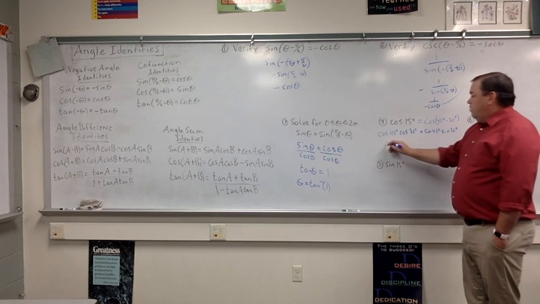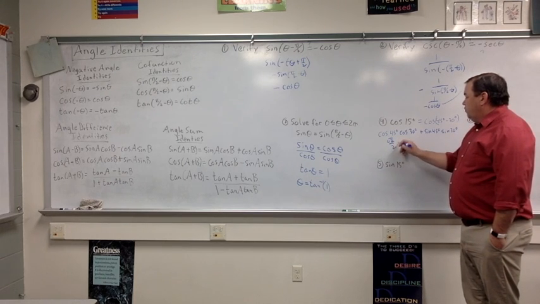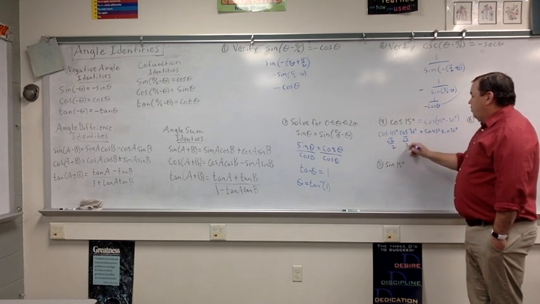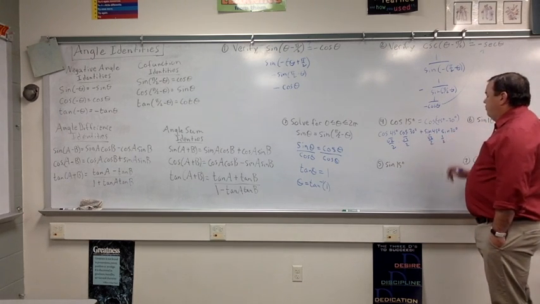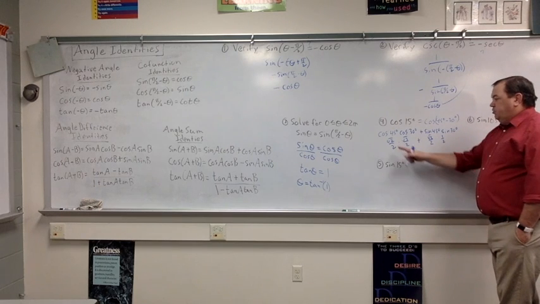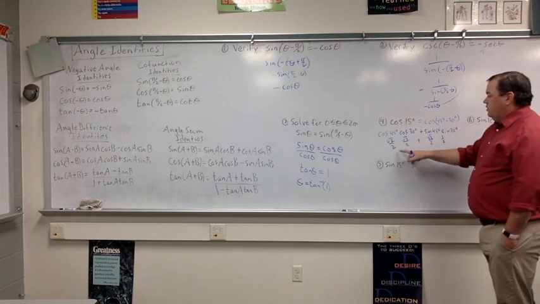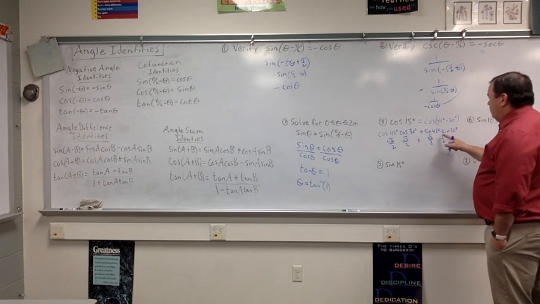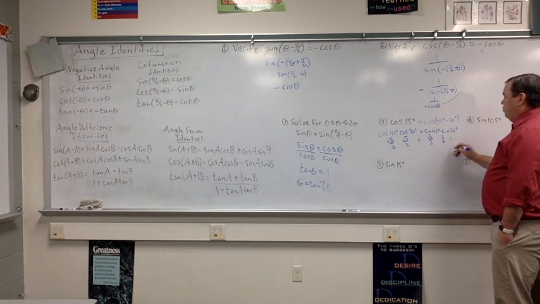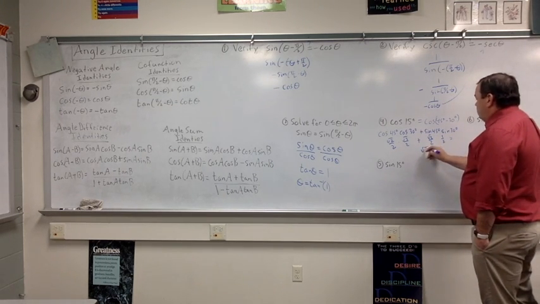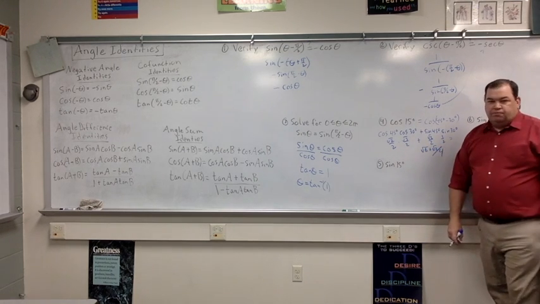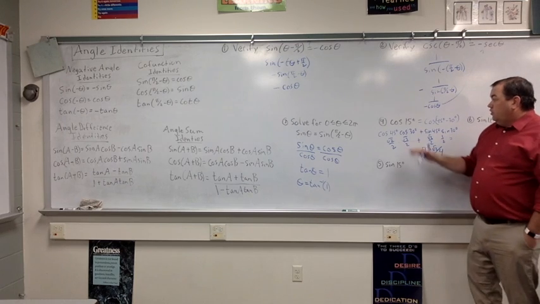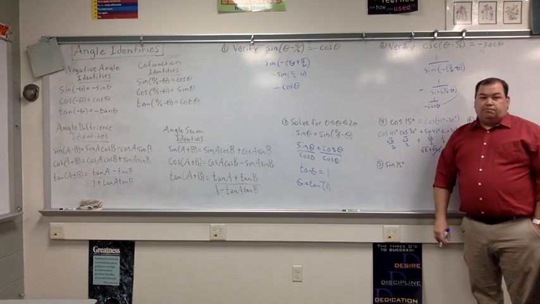I know these, they're on my unit circle: square root of 2 over 2, square root of 3 over 2, square root of 2 over 2, 1/2. If I do a little simplifying here, I get the square root of 6 over 4, I get square root of 2 over 4, so I can put those together and get the square root of 6 plus the square root of 2 all over 4. That's the exact answer for the cosine of 15.